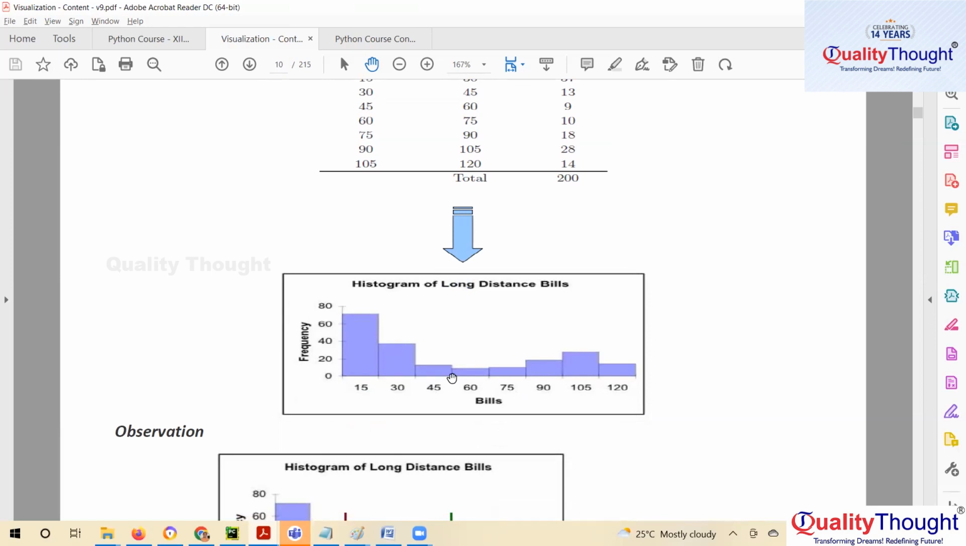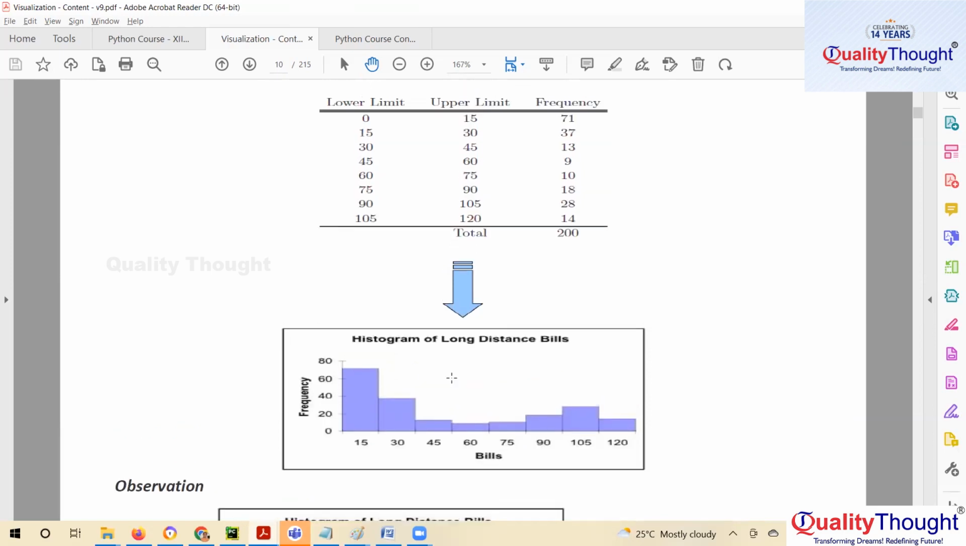Now you are able to view a graph. So the entire 200 data is now in the form of a small graph. What do you understand from this? Well, I can see that $15 was how much most people spent, and the least amount was $60 for the long distance calls. So it's like a curve. $60. It makes a curve.